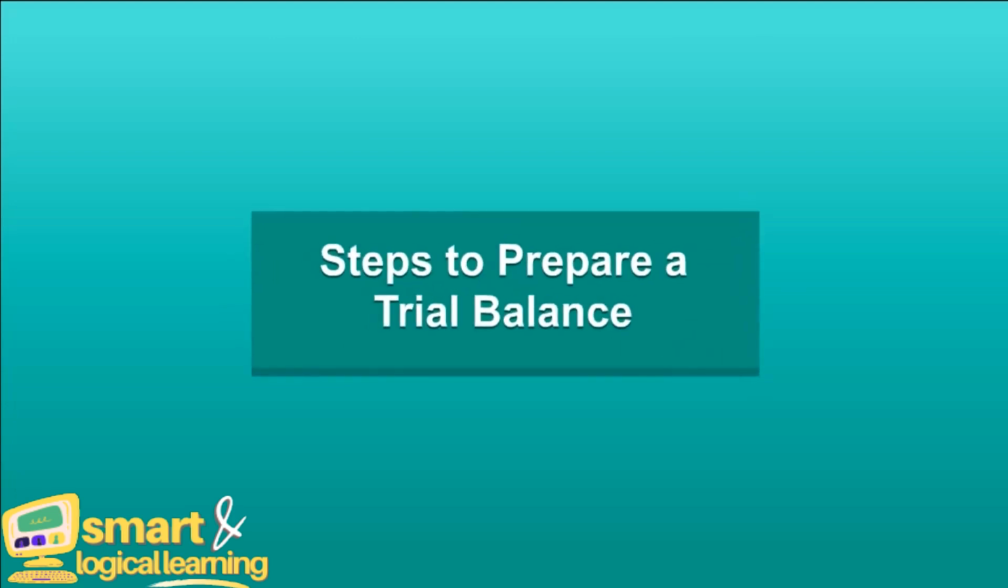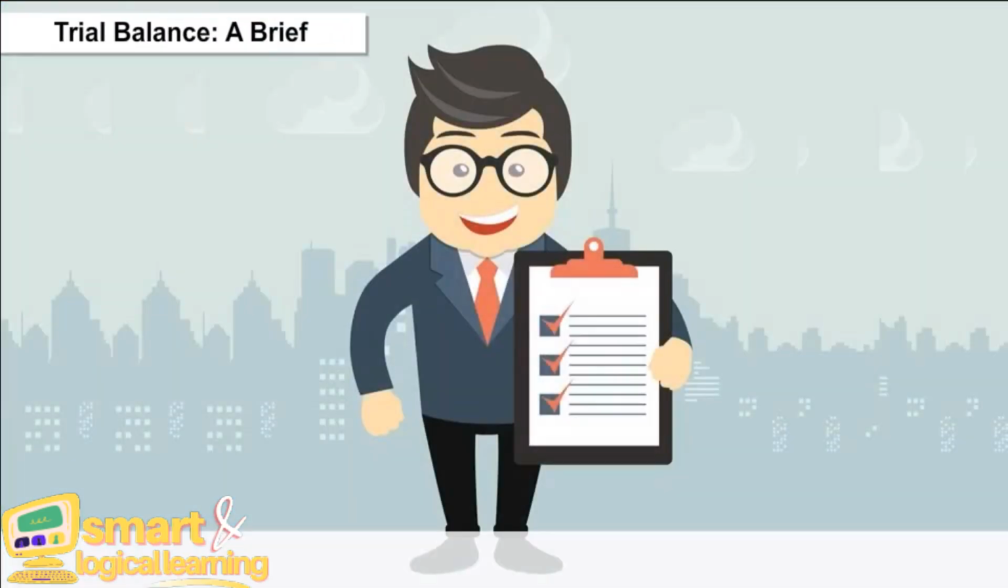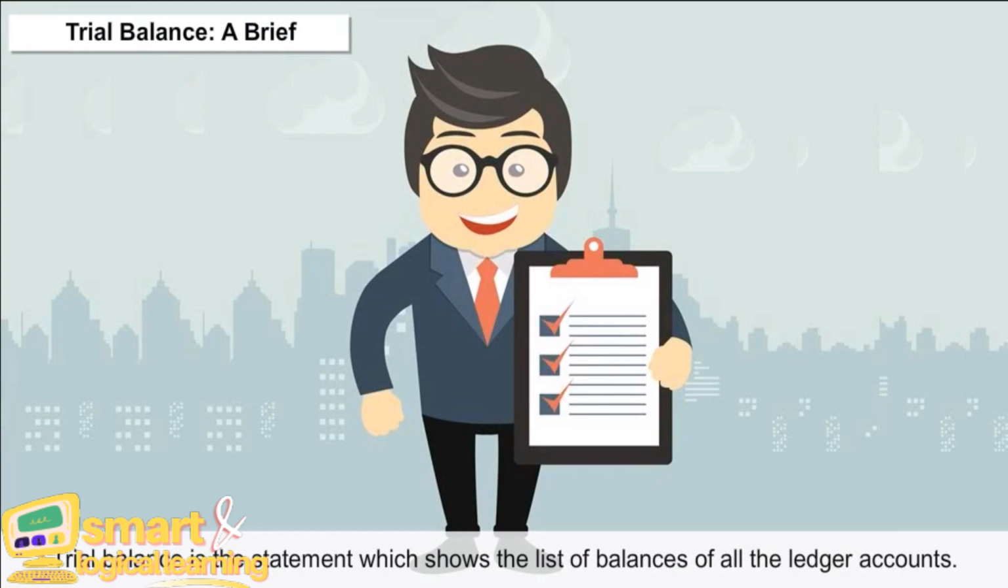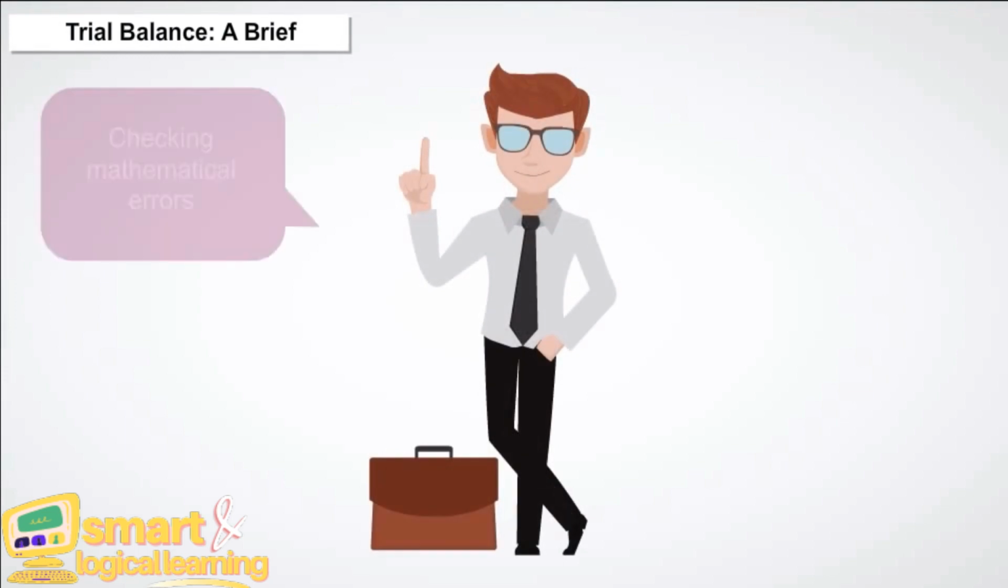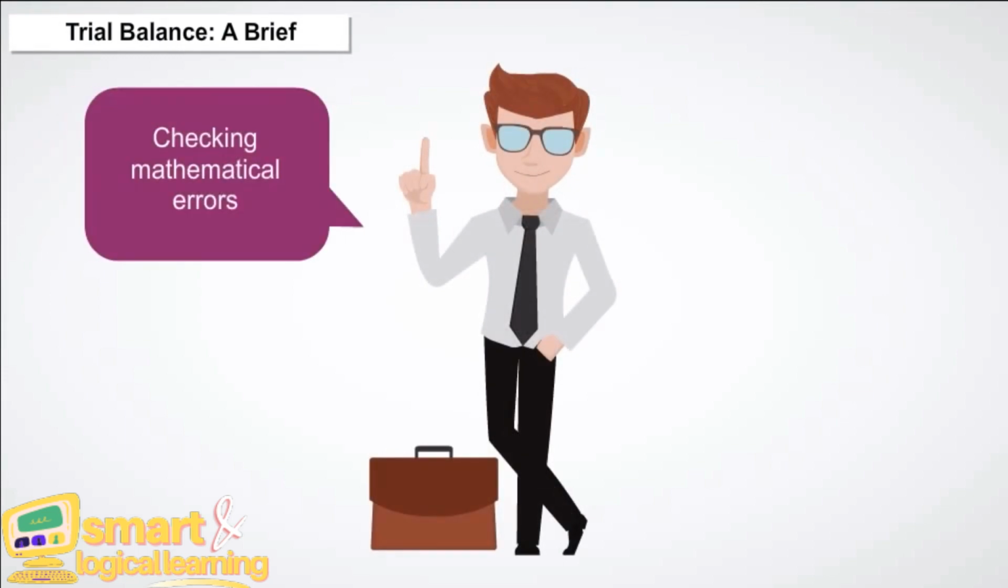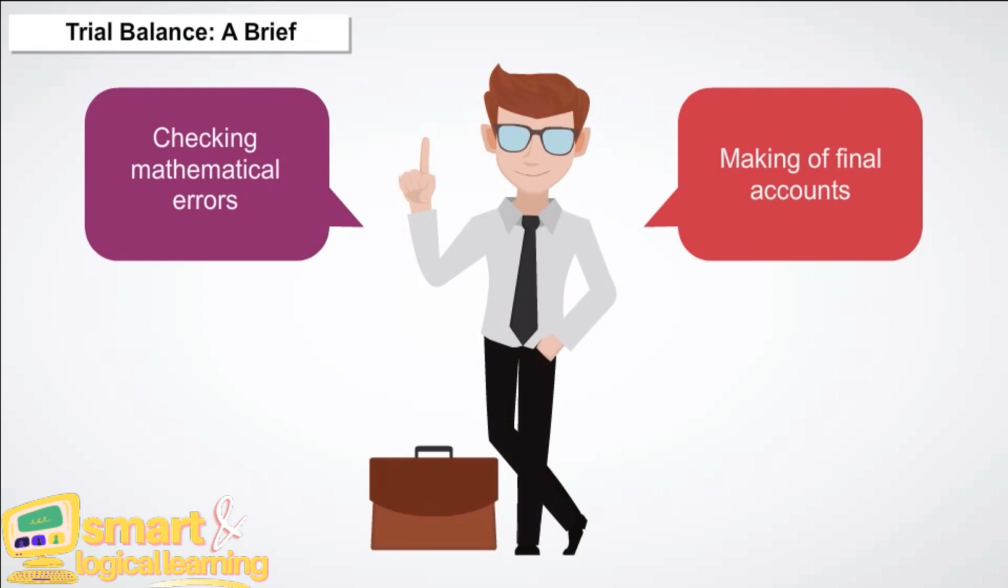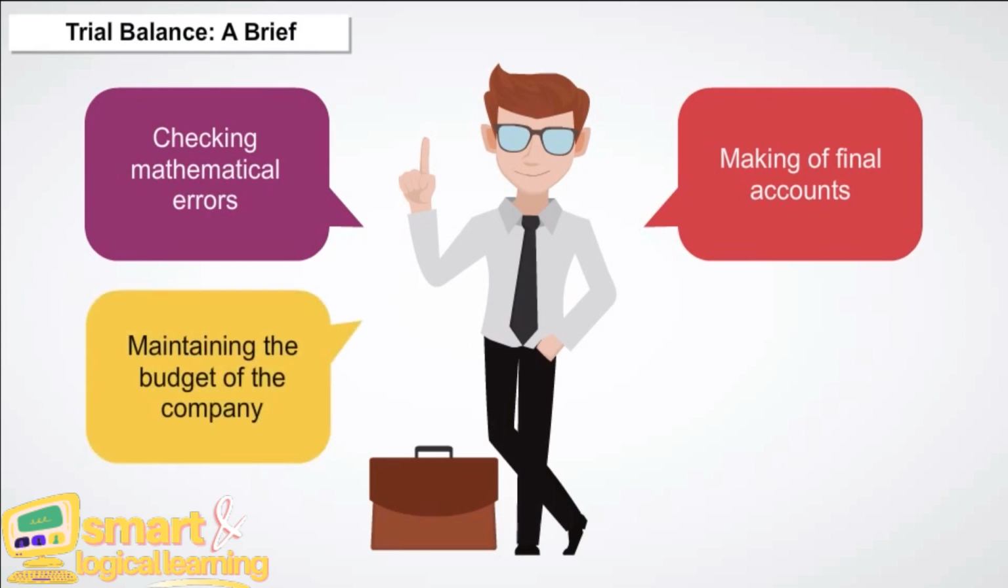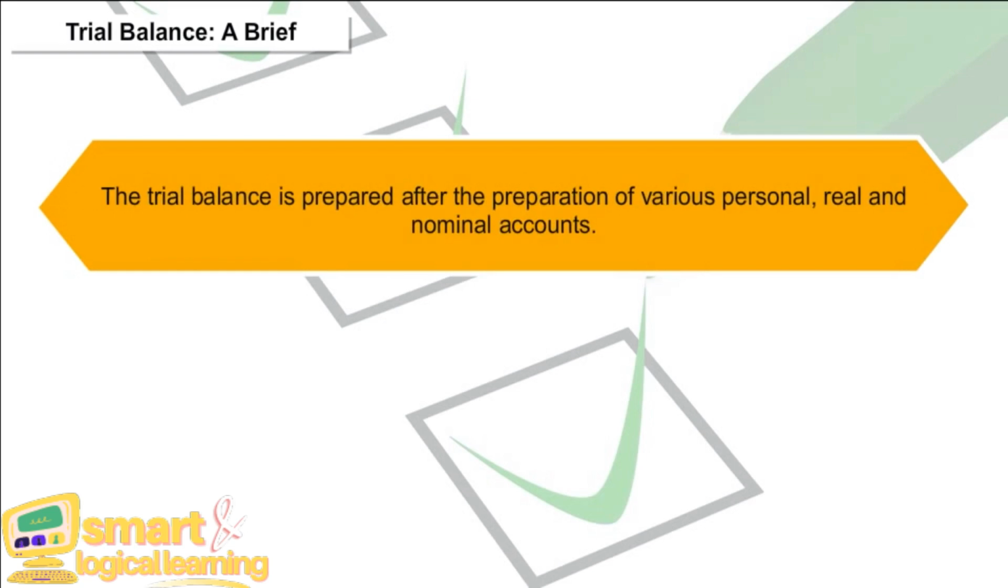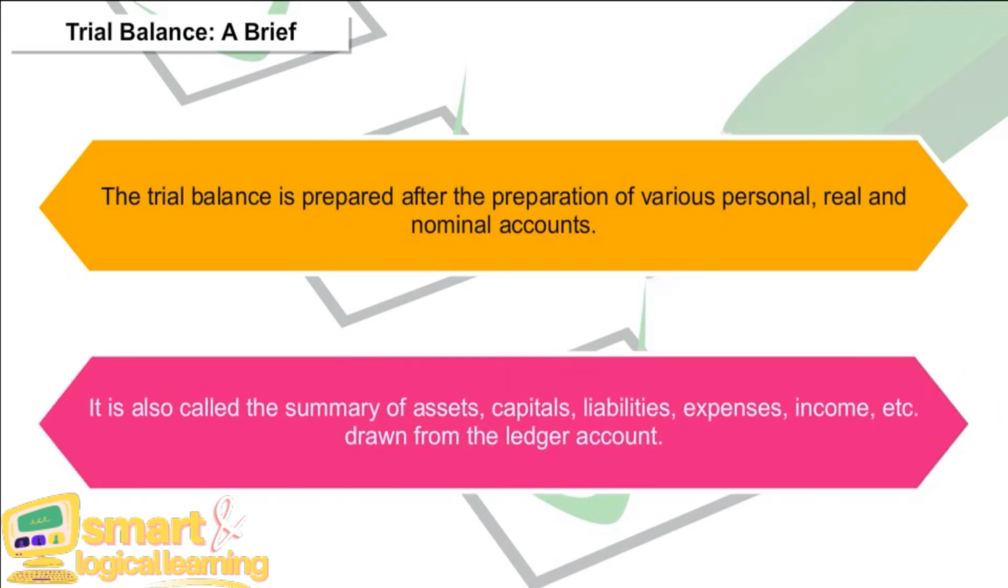Steps to prepare a trial balance. Trial balance is the statement which shows the list of balances of all the ledger accounts. It is made for checking mathematical errors, making of final accounts, and maintaining the budget of the company. The trial balance is prepared after the preparation of various personal, real, and nominal accounts. It is also called the summary of assets, capitals, liabilities, expenses, income, etc. drawn from the ledger account.